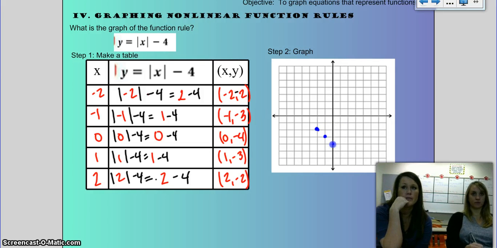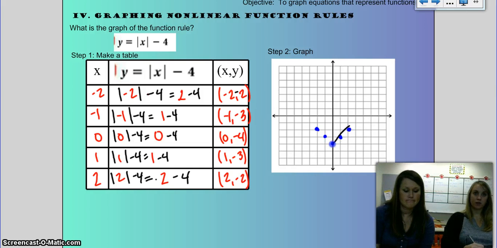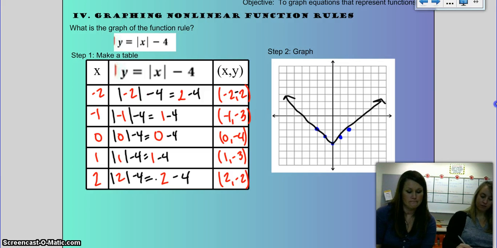0, -4. Oh, it's linear. So far, yeah. Then 1, -3. Oh, so I should keep plotting all of them. Then 2, -2. And then we connect the dots with a straight edge. I apologize that we don't have it. Arrows on the end. Take up that whole graph. That's a funny looking graph. Do we need to? No, we don't. We're good.